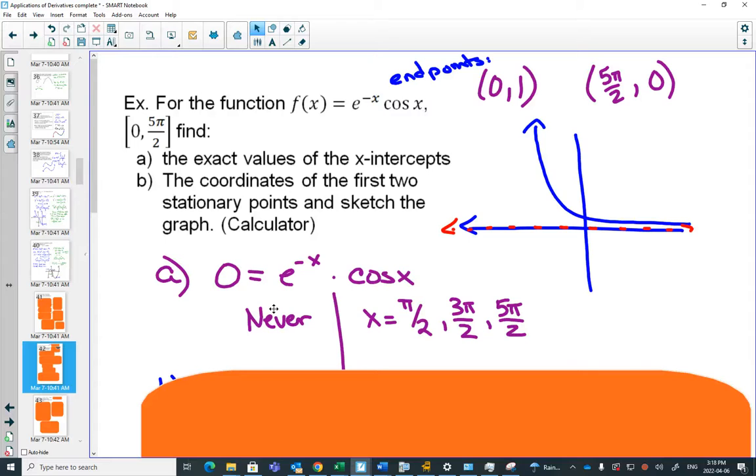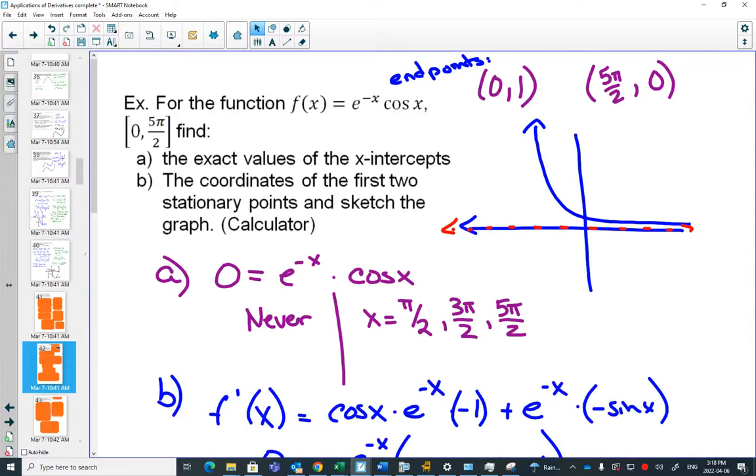Now, if we want to find the first two stationary points, well, we have to find our derivative. What do we have to do for the derivative of this one? Product rule. Keep one the same. Do the derivative of the other one. Keep the other one the same, do the derivative of the other one. I think I normally keep this one the same first. Sorry.